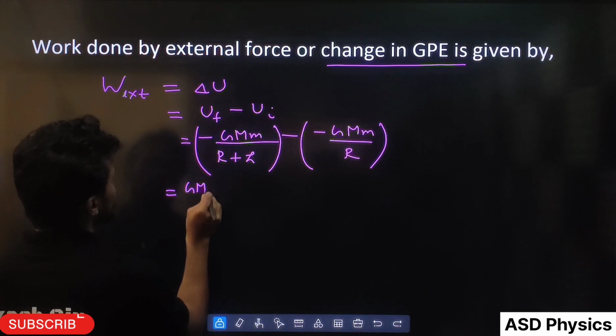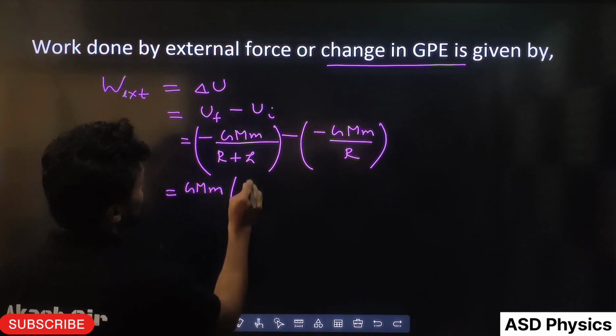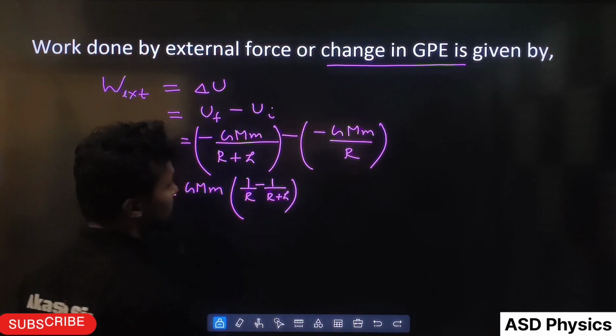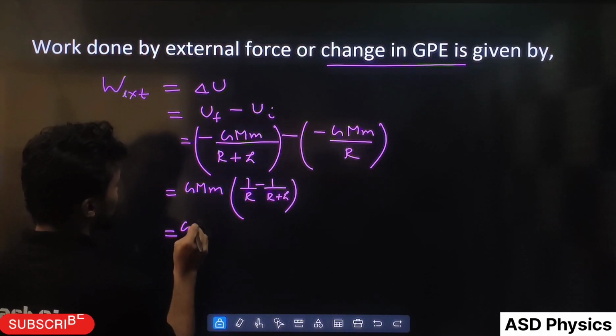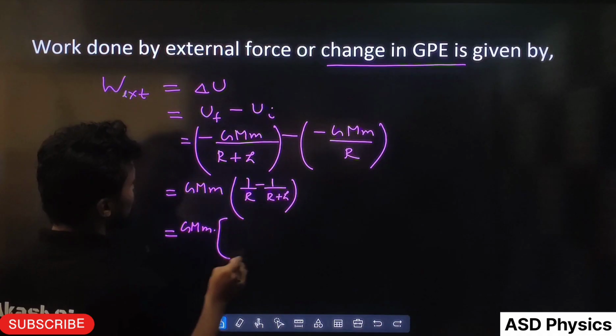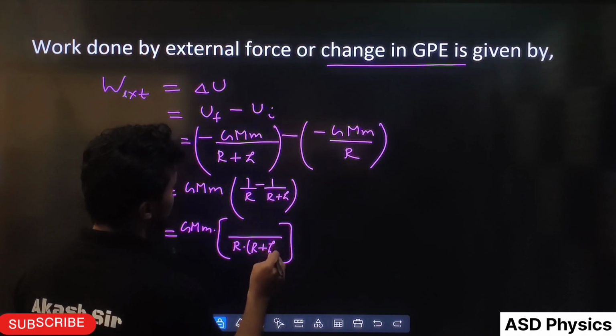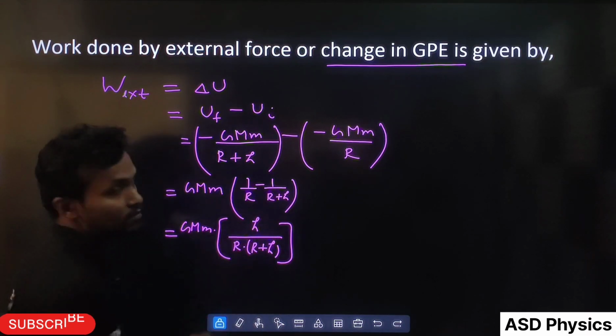Now after that what will happen? We will take the sum of the things common. So GMm is common, it will become 1 by R minus 1 by R plus H. Okay, after that we will take the LCM. After taking the LCM, it will be R into R plus H in the denominator, and in the numerator it will come H.